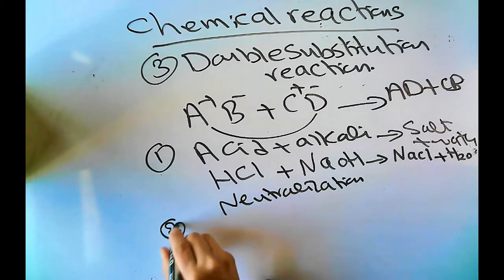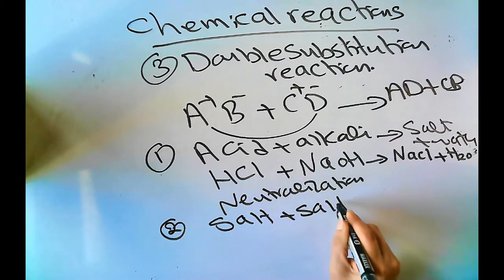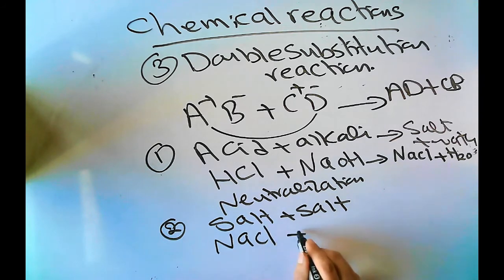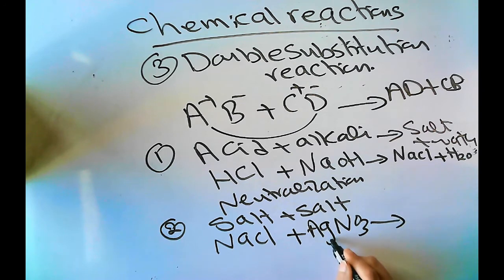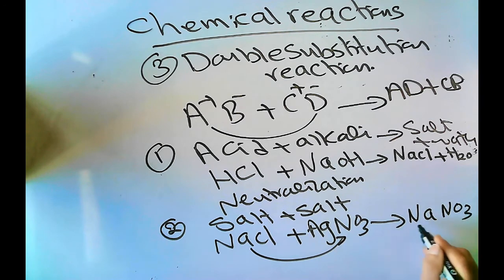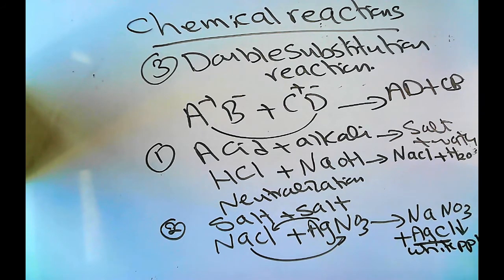Number two, reaction between salt and salt. NaCl, sodium chloride, plus silver nitrate, AgNO3. It will produce NaNO3, sodium nitrate, plus AgCl, silver chloride, which is a white precipitate.